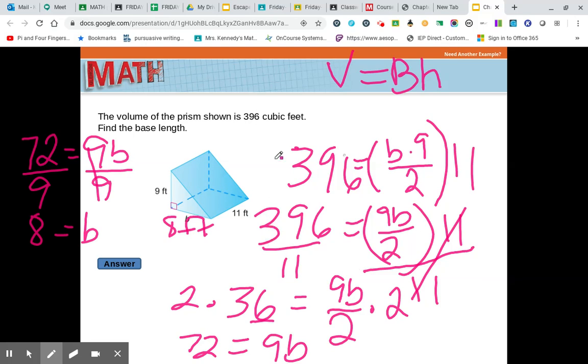This is probably one of the more complicated ones that you guys have ever seen because you've had to get rid of this to this side, then this to this side, then this to this side. So there's a lot of steps. You got to just really be careful. Make sure you're substituting correctly and you're using the proper inverse operations.